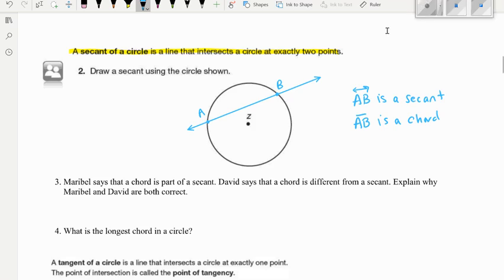So then for the next question, it says, Maribel says that a chord is a part of a secant, and David says that a chord is a different part of a secant. Explain why they are both correct. So again, we know that a chord could be a part of a secant because you can use the same lines and cut it off at those endpoints A and B. It just doesn't go past the circle as long as it stops on the circle. So it has to have endpoints on the circle, which is the difference. And then the next question is, what is the longest chord in the circle? So the longest chord in the circle would be the diameter.